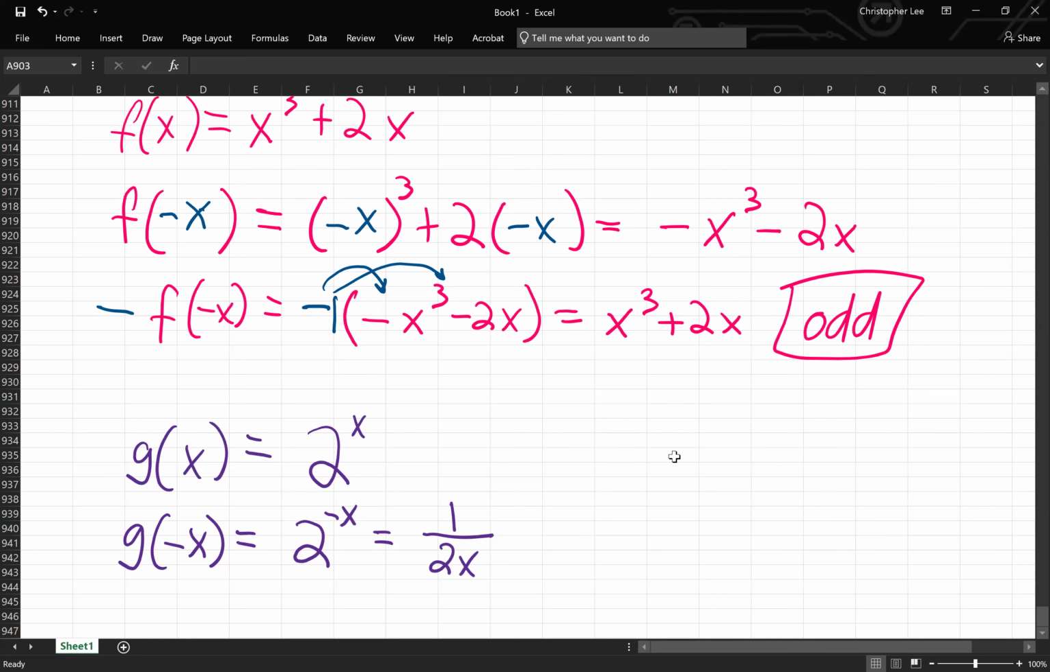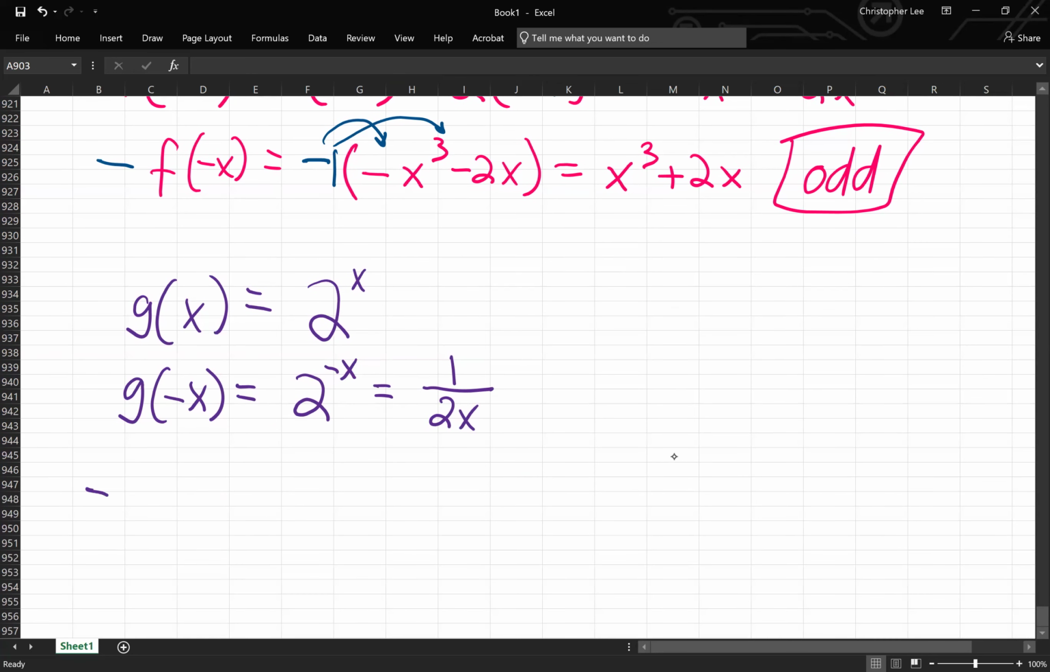All right. Let's go a step further. So I want to do negative of g of negative x, right? So I'm multiplying the whole thing by -1. So this is going to be -1 over 2 to the x. Is that the original? This is neither.